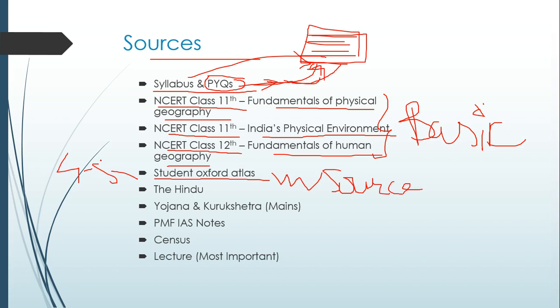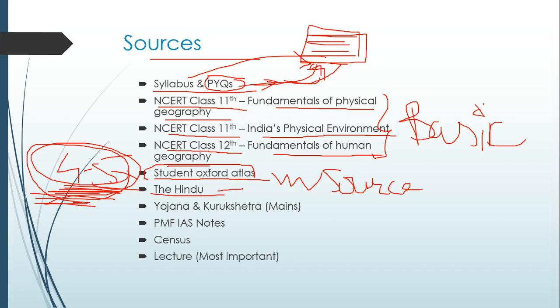because 4 to 5 questions were asked as location-based questions. So you have to know the location, which area, what states bound that particular location, and what the speciality and features of that region are. So for prelims, you have to go through the maps thoroughly.